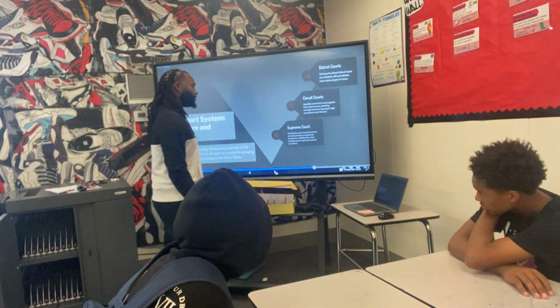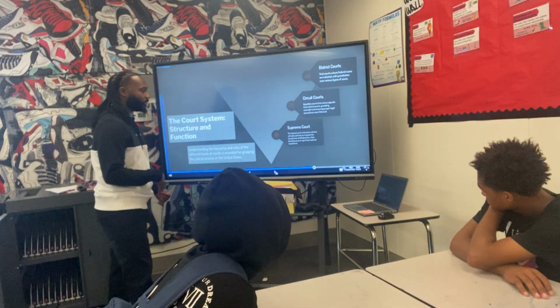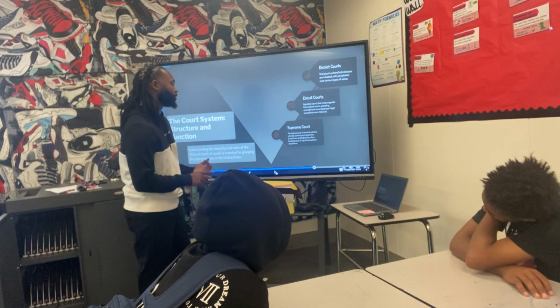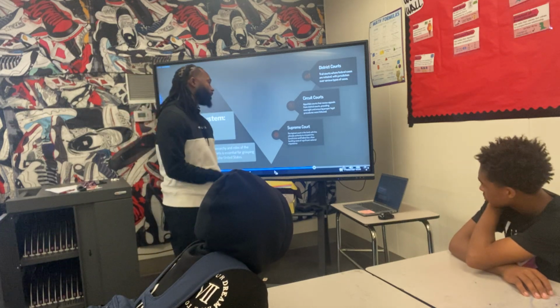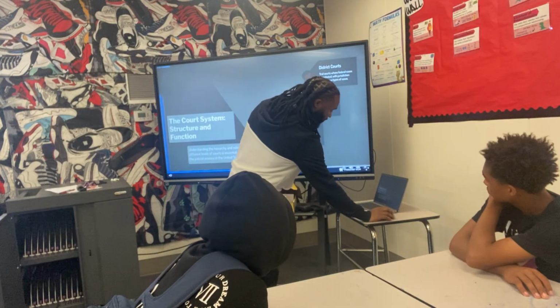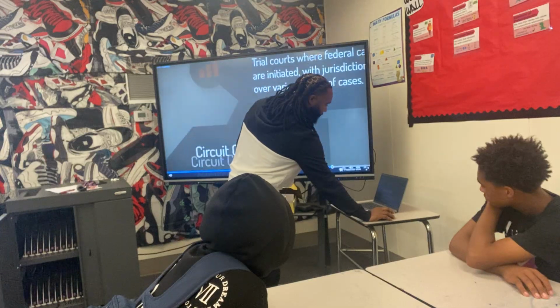Then last but not least, you have the highest court in the land, which is the Supreme Court. This is the ultimate authority. They interpret the Constitution and federal law, often handling cases of significant national importance. So not just your everyday stuff. It got to be something about America.